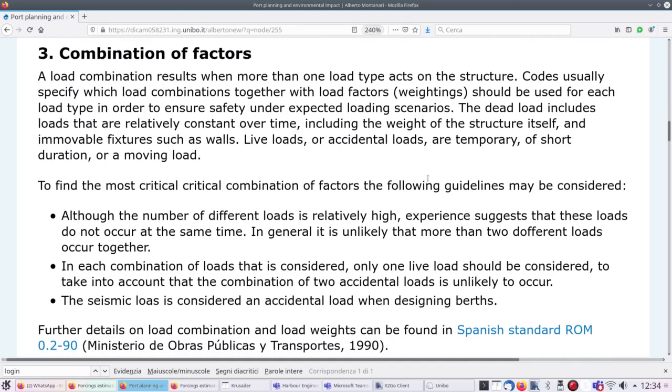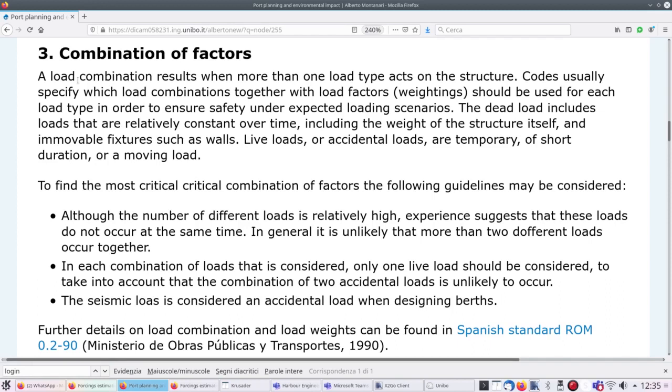Okay, now combination of loads would be a better title. So let me take another note. Okay, so a load combination results when more than one load is acting on the berth. And again, how to combine loads is something that is usually regulated by the laws in force, by the national regulation and international standards.